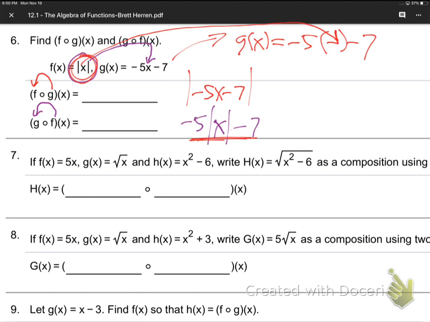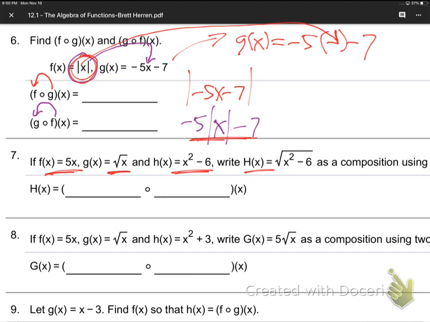We good? Look at number 7 for just a second, and we'll finish with that. Number 7, they're wanting you to do the same thing backwards. They're saying, hey, here's f, here's g. We want to make this new thing called h. Oh, no, I'm sorry. There's F, there's G, there's H. We want to make square root of x squared minus 6. See what they're doing on number 7? They're giving you an F, a G, and an H.